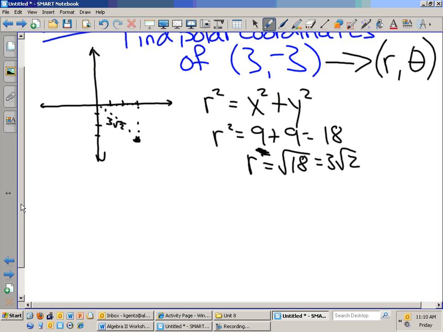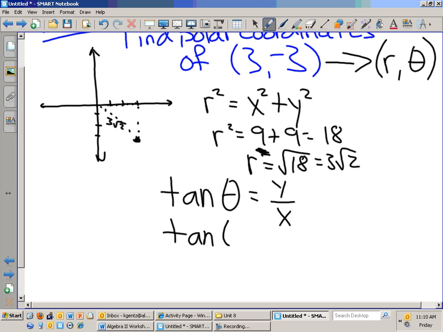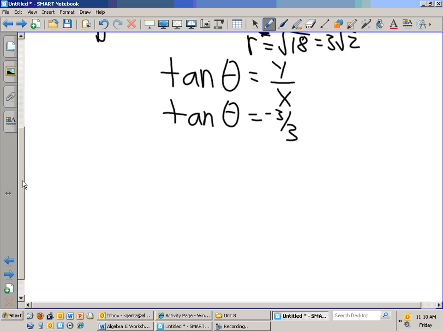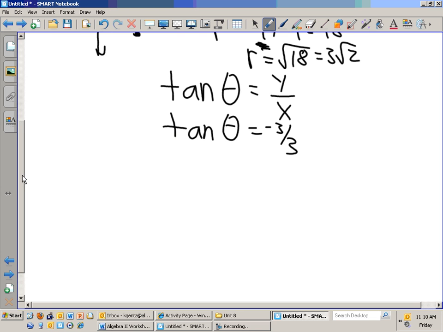In order to figure out theta, what do I use? Tangent of theta is equal to y divided by x. Or in this case, tangent of theta is equal to negative 3 divided by 3, or negative 1. Now, the negative is important to identify which quadrant I'm in. Tangent is negative in the second quadrant and the fourth. Which one am I working in? The fourth. So we don't even need to use really the negative from this point, okay?